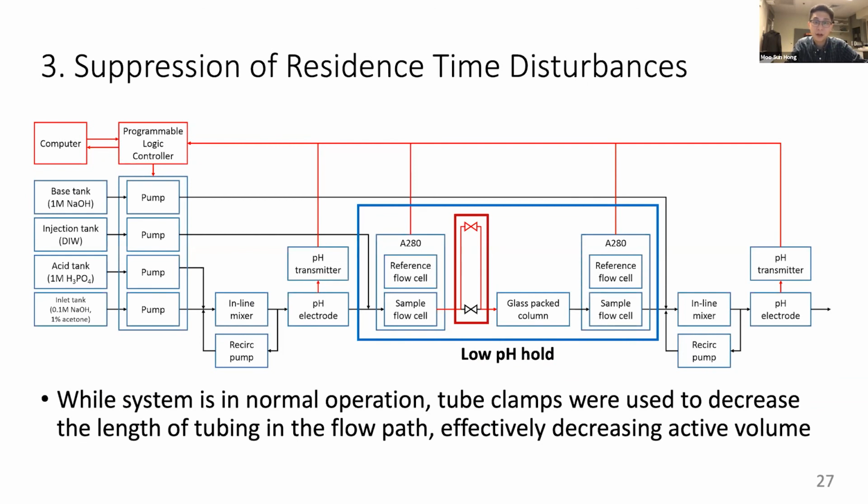And for the last validation experiment, disturbance rejection was tested for the minimum residence time control by adding an additional length of tubing in series with the column. While the system was in normal operation, the tube clamps were used to remove this additional length of tubing in the flow path, as shown in the process flow diagram. This effectively led to suddenly decreasing the active volume through the column, and therefore suddenly decreasing the residence time in the system.